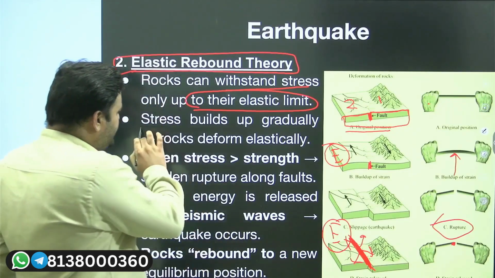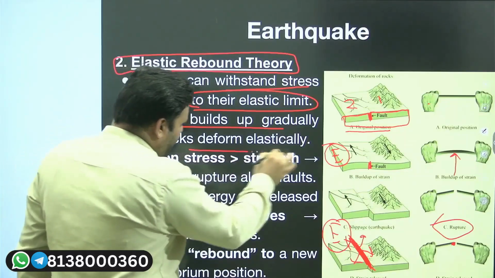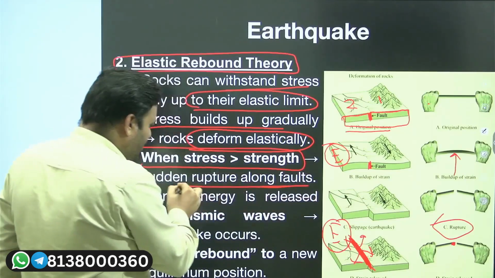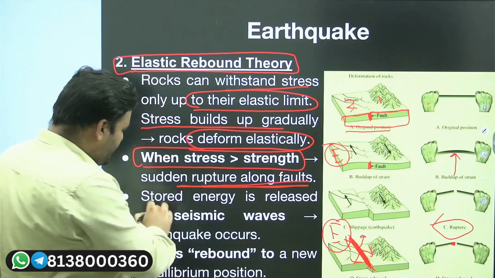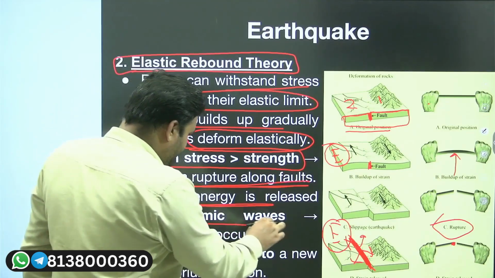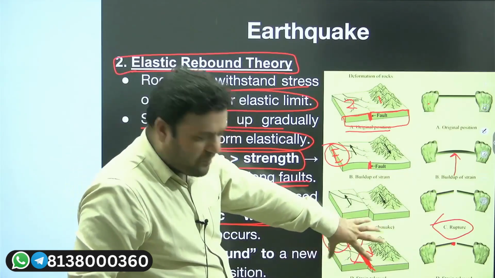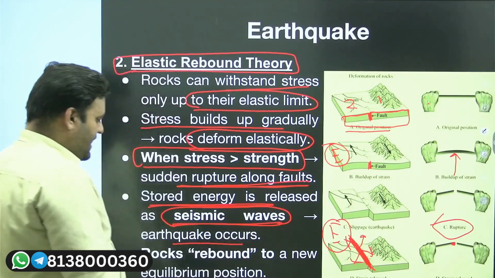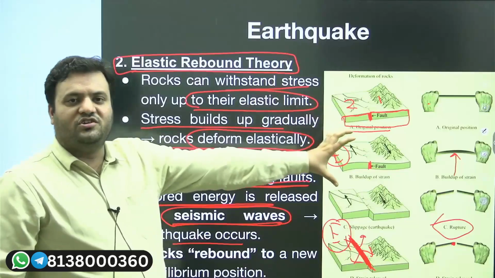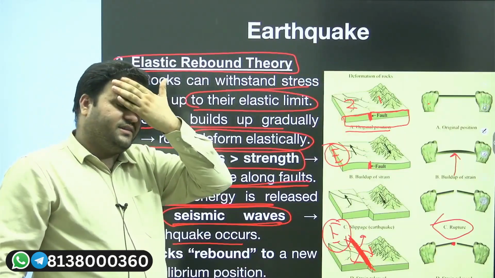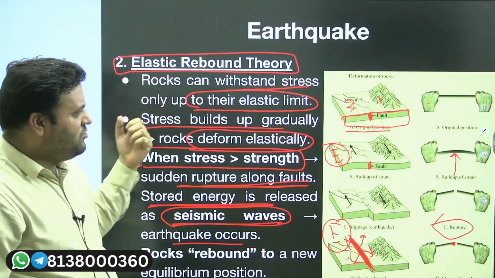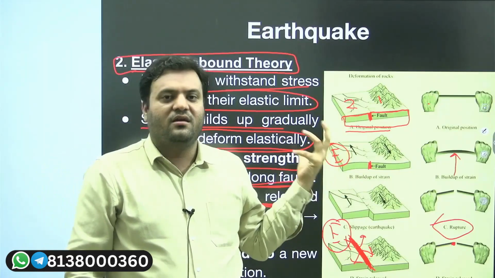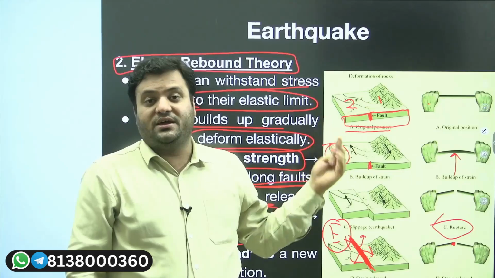So stress builds up gradually and the rock deforms elastically. When stress is greater than strength, what will happen? There is a sudden rupture along the fault, and when there is a sudden rupture, the stored energy is released in terms of seismic waves. When there is a propagation, we have seismic energy and an earthquake occurs. And yes, rocks will rebound to their original position. Based on this elastic rebound theory, we can understand how faults could be formed, and parallel to that, how earthquakes take place.